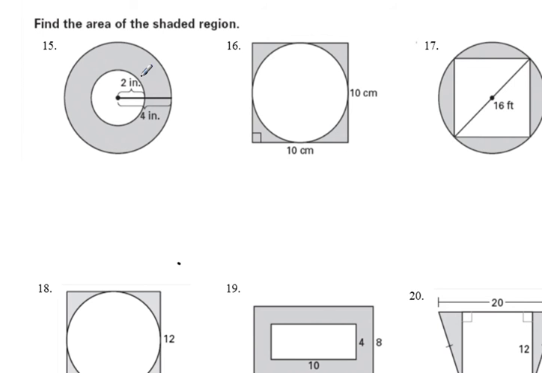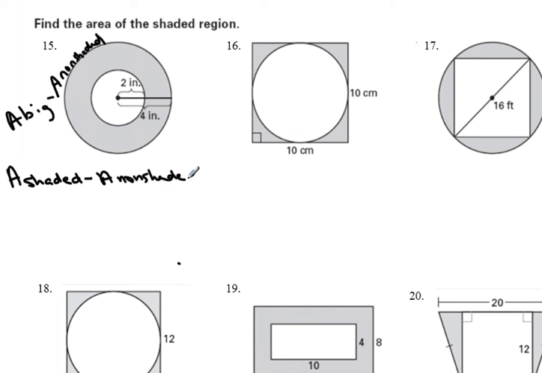Okay, number 15. When you have a shaded region, you first start with the area of the big, so the area of the bigger object, and subtract the area of the non-shaded portion. Or we can say you take the area of the shaded and subtract the area of the non-shaded. But usually we take the smaller from the bigger. So we'll start with number 15.